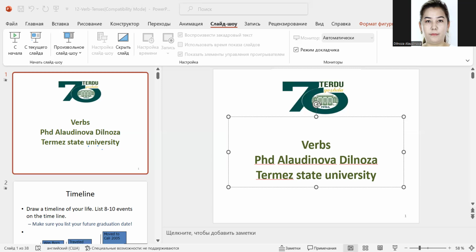Passive voice and active voice. There are two voices in English. The first one is passive voice, and the second one is active voice. In the active voice, the subject is doing something. The committee made the decision. Who made the decision? The committee is the subject, and made is the verb.